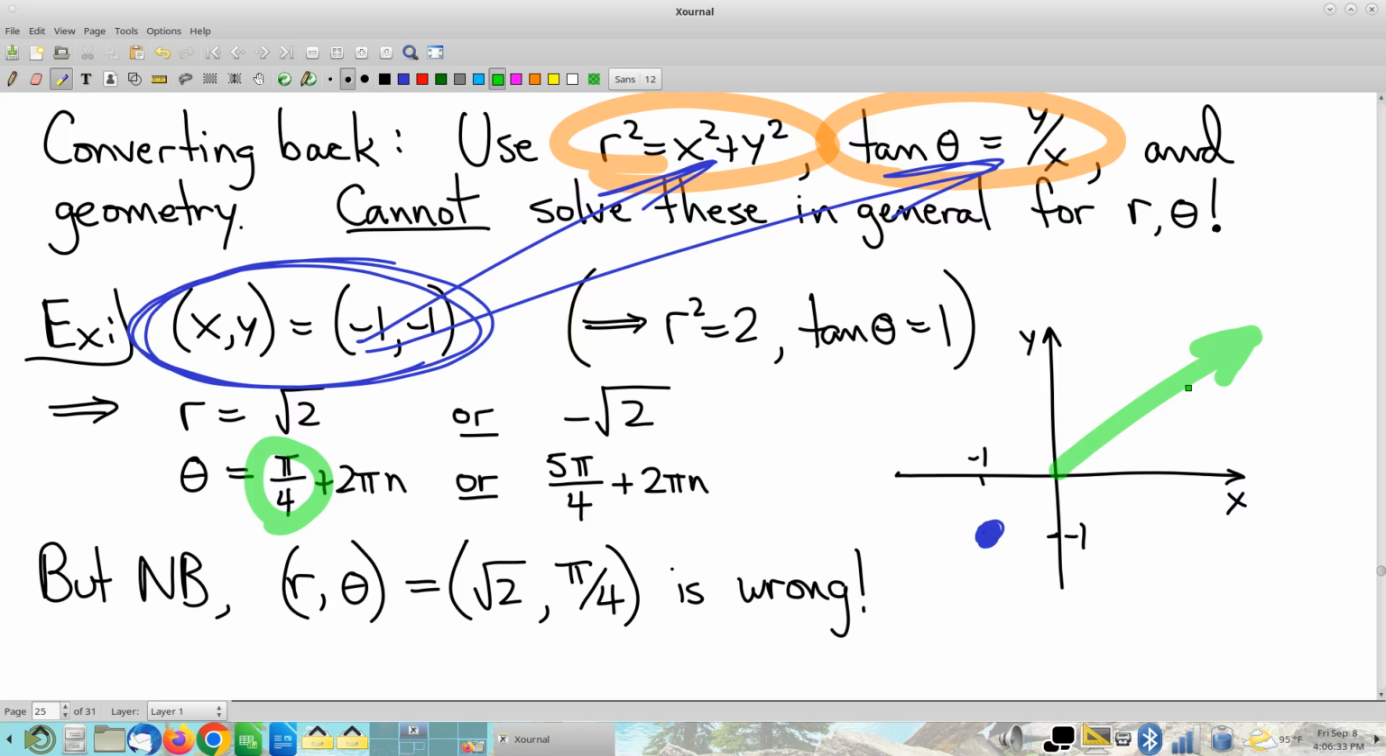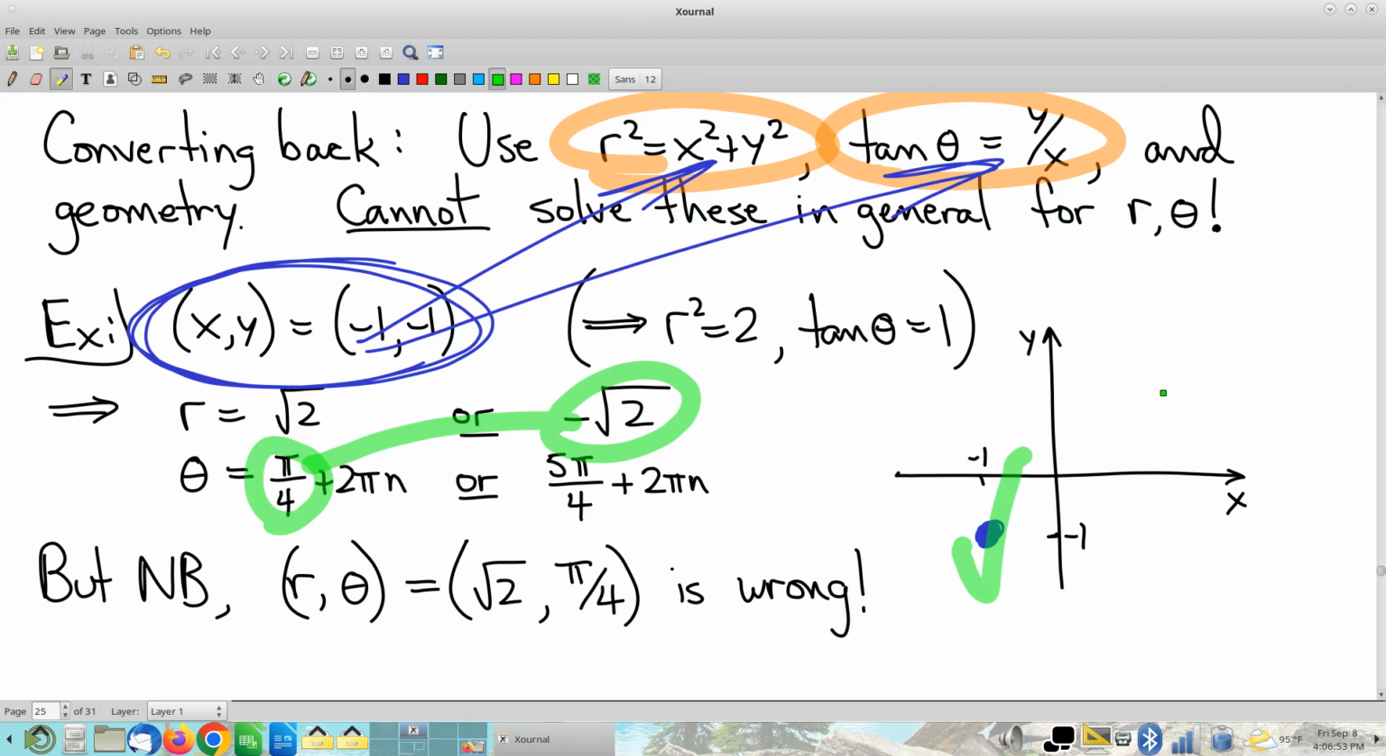I'm trying to represent this point here. And you can see from the picture, this point's over here. That direction points kind of the wrong direction, if you will. And therefore, I'm going to need to pick the negative value of R. And that gets me the correct point. Or vice versa, if you prefer.